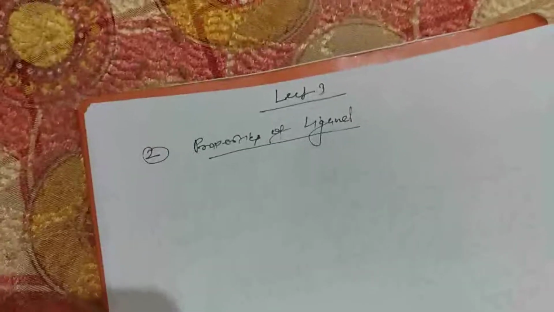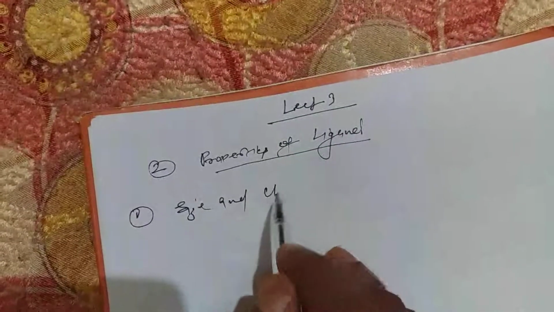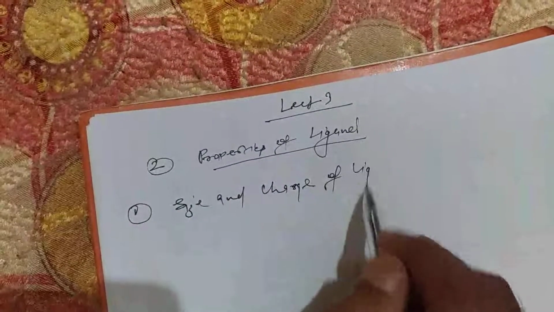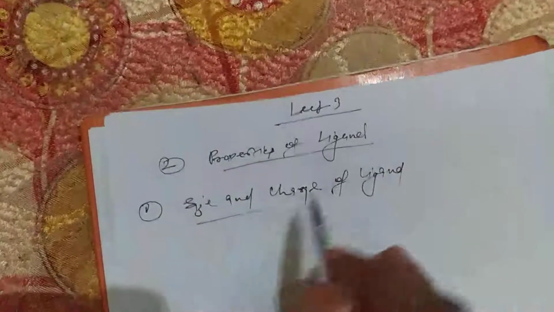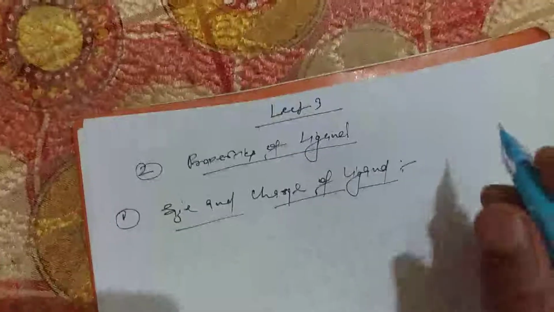As we know, the central metal ion's size and charge play a key role in the stability of the complex, and so do the ligand's size and charge. So the first factor in this category is size and charge of ligand. Size and charge both have an inverse relationship.